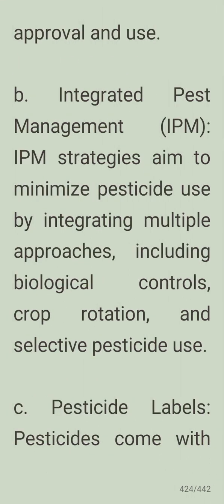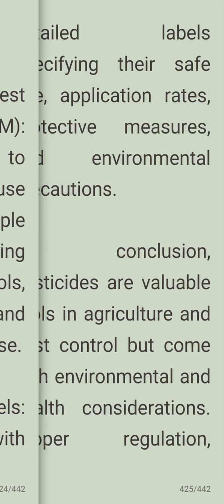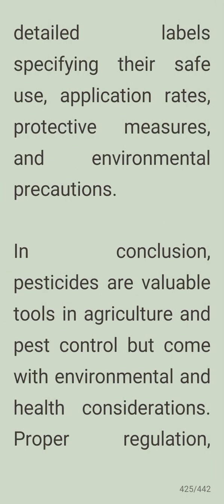Then integrated pest management (IPM). IPM strategies aim to minimize pesticide use by integrating multiple approaches, including biological controls, crop rotation, and selective pesticide use. And pesticide labels. Pesticides come with detailed labels specifying their safe use, application rates, protective measures, and environmental precautions.